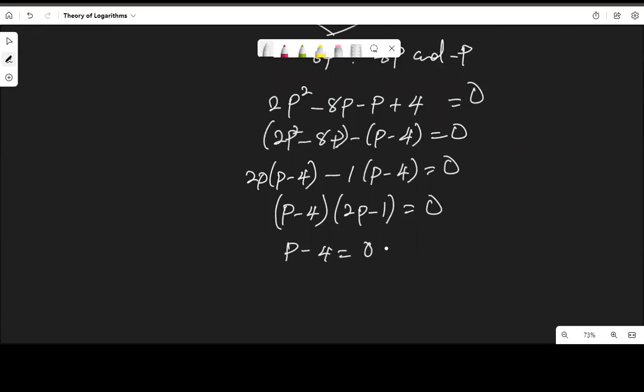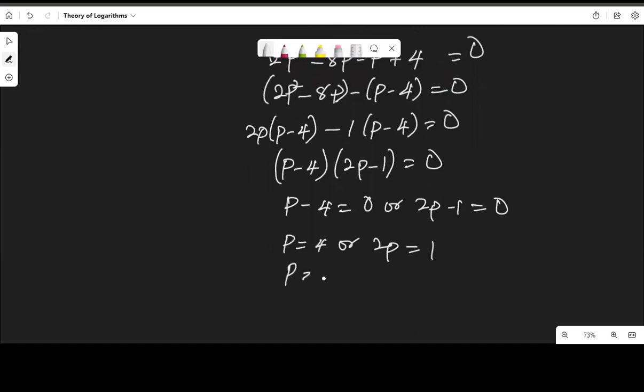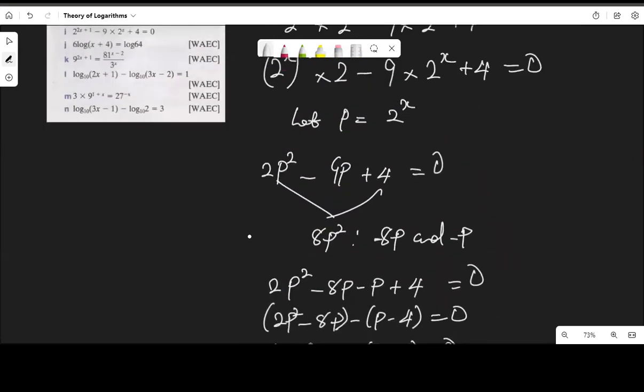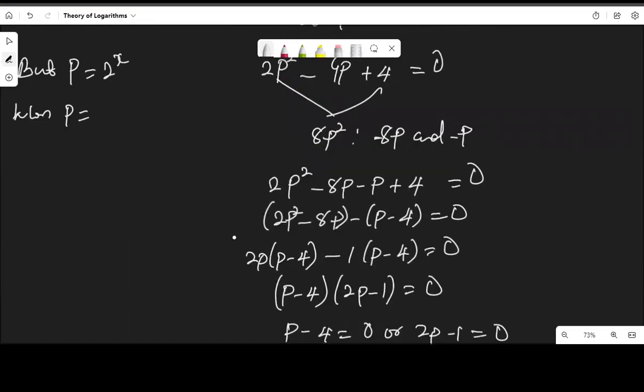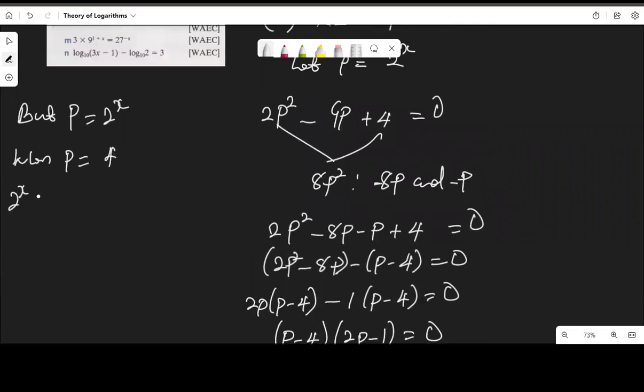Either p minus 4 is equal to 0 or 2p minus 1 equal to 0. P is 4 or 2p is 1. P is 4 or, dividing both sides by 2, p is half. We'll go back to the value of p, which is 2 to the power of x. So when p is equal to 4 or half: when p is equal to 4, that means 2 to the power of x is equal to 4, which implies 2 to the power of x is 2 to the power of 2, 4 expressed in index form. The bases are the same, so we equate the powers, x is equal to 2.